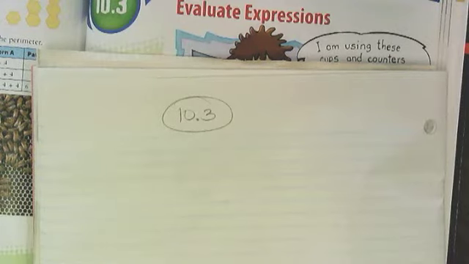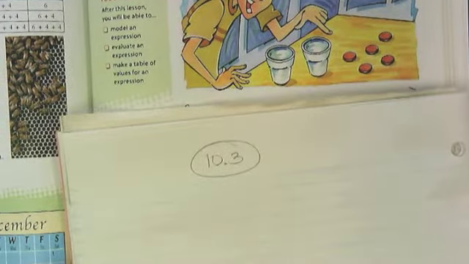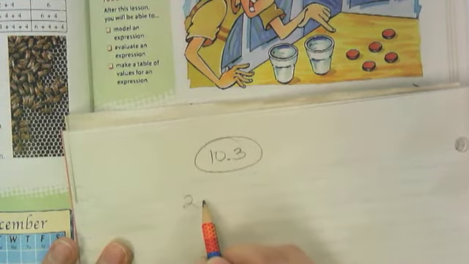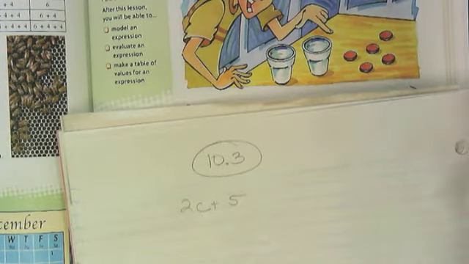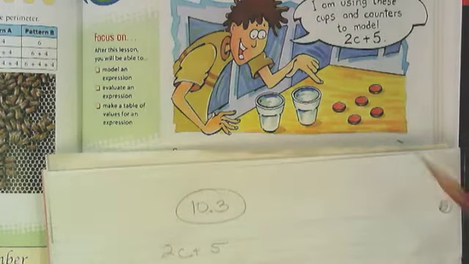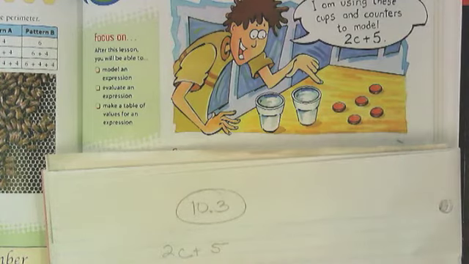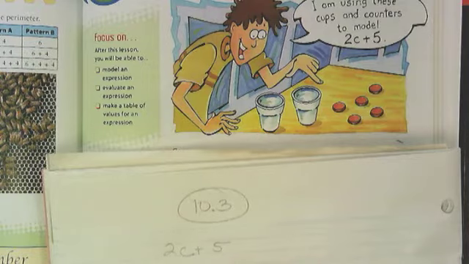All right, 10.3 is all about evaluating expressions, which basically means figuring out the answer. Okay, that's all that means. So, 2c plus 5. He's using these cups and counters to model 2c, 2 cups, plus 5 chips. You don't know how many are in the cups. But you can see the 5. That's why that's the constant.